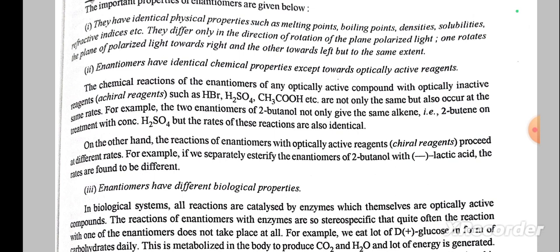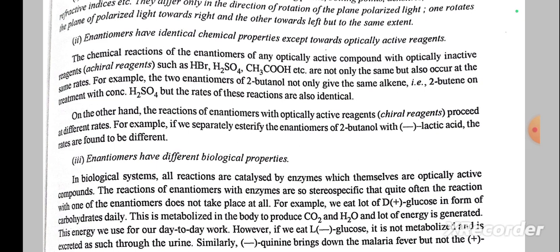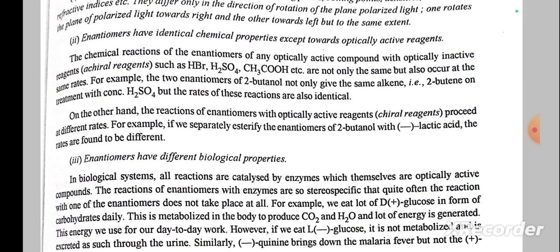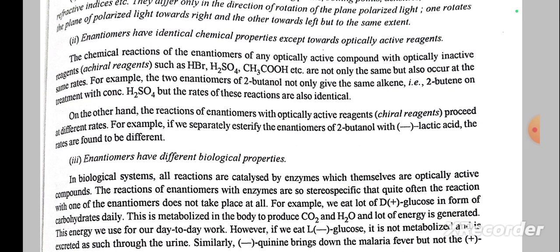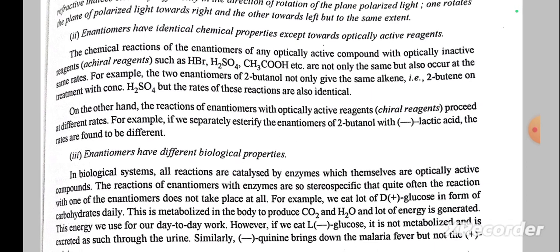For example, the two enantiomers of butanol not only give the same alkene on treatment with concentrated H2SO4, but the rates of these reactions are also identical. On the other hand, the reaction of an enantiomer with an optically active reagent proceeds at a different rate. For example, if we esterify the enantiomers of 2-butanol with lactic acid, the rates are found to be different.